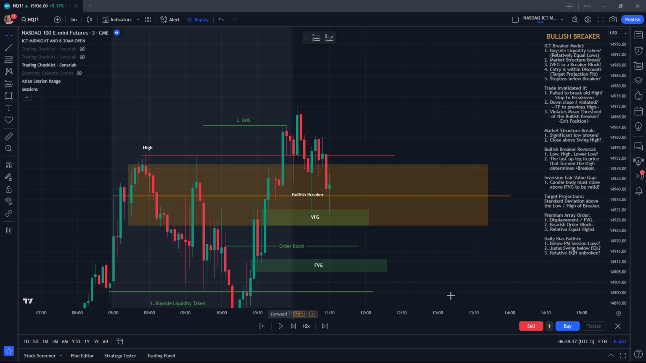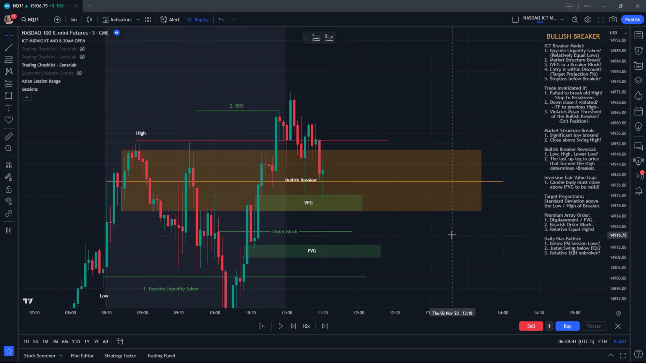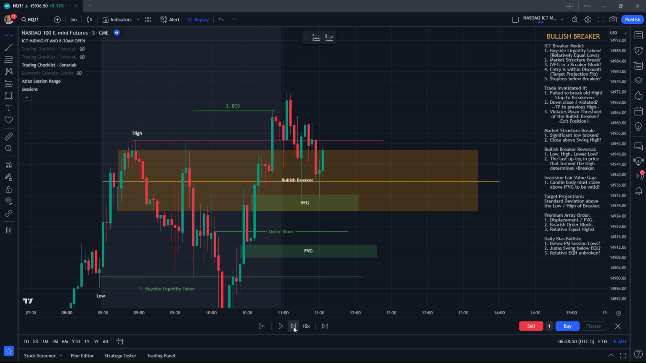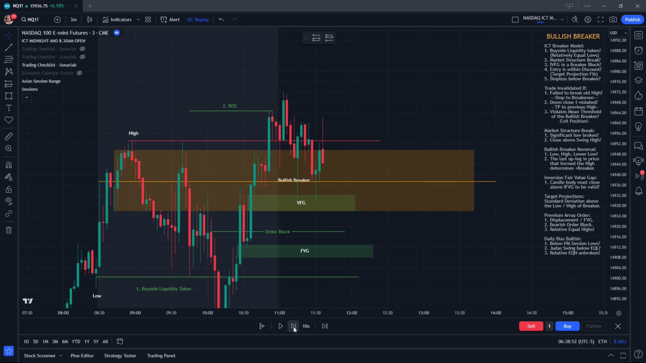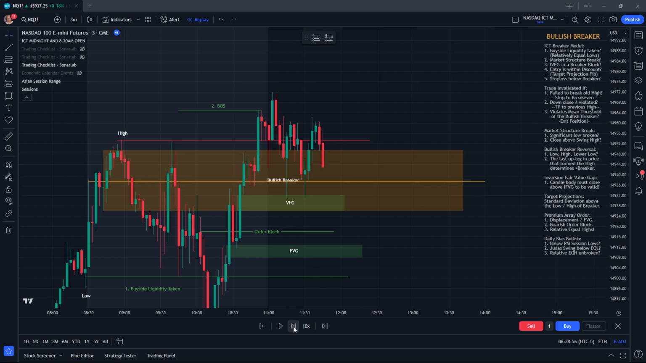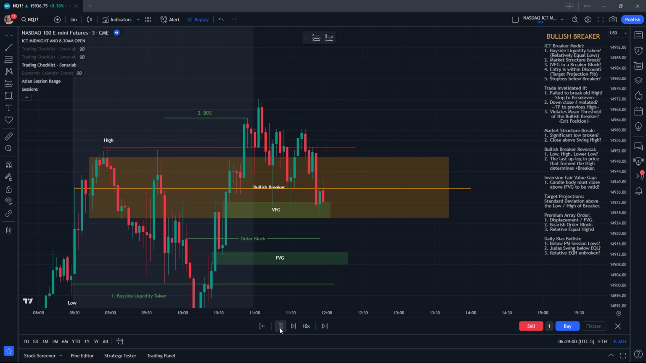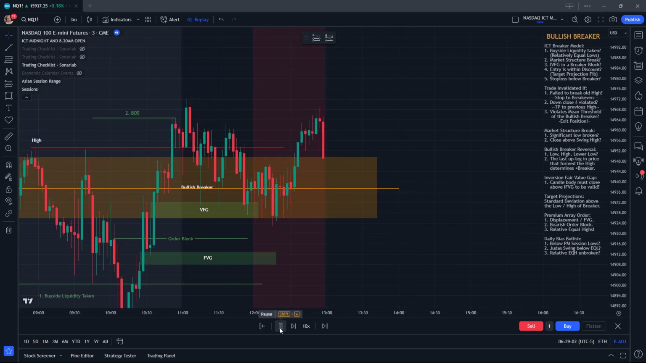Okay, we tap down into that fair value gap a second time. So my rules have prevented me from entering here, which is fair enough. We're still testing this. So now that we've tested that fair value gap two times, I'm expecting this breaker to actually act as a platform to send price higher. So let's just go forward and see what happens.